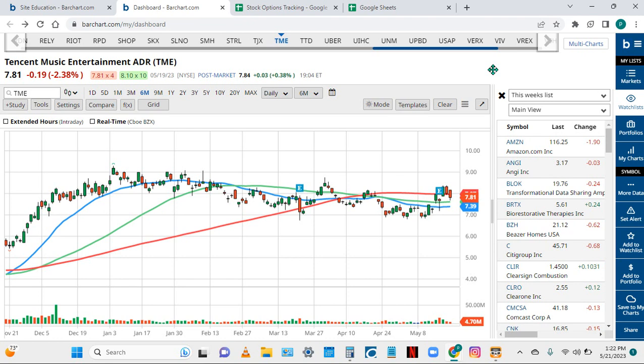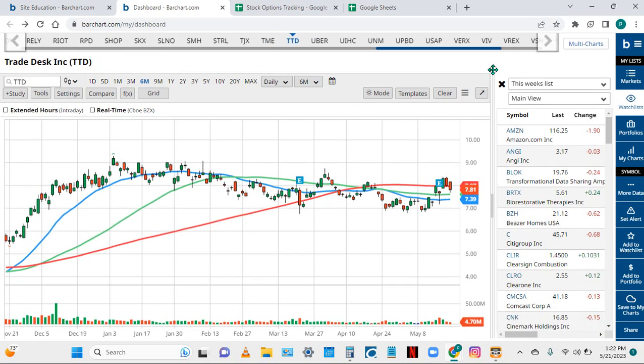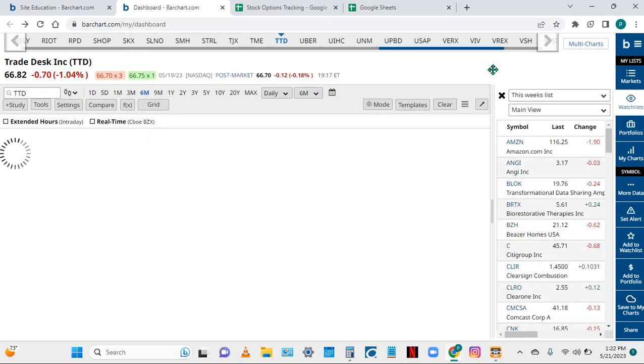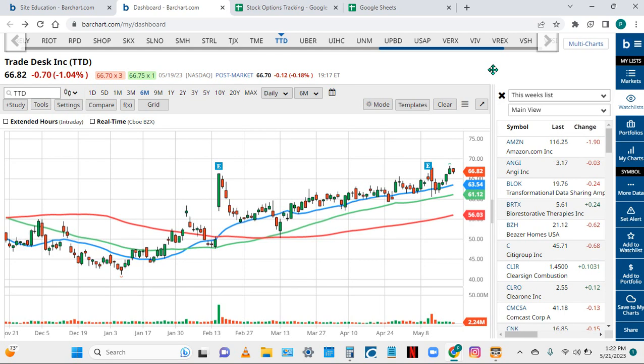Tencent Music. More going sideways. I do not like how that ended the week, so we'll have to wait and see on that one. Trade Desk, I'm already in. That could be an add over the highs for me.